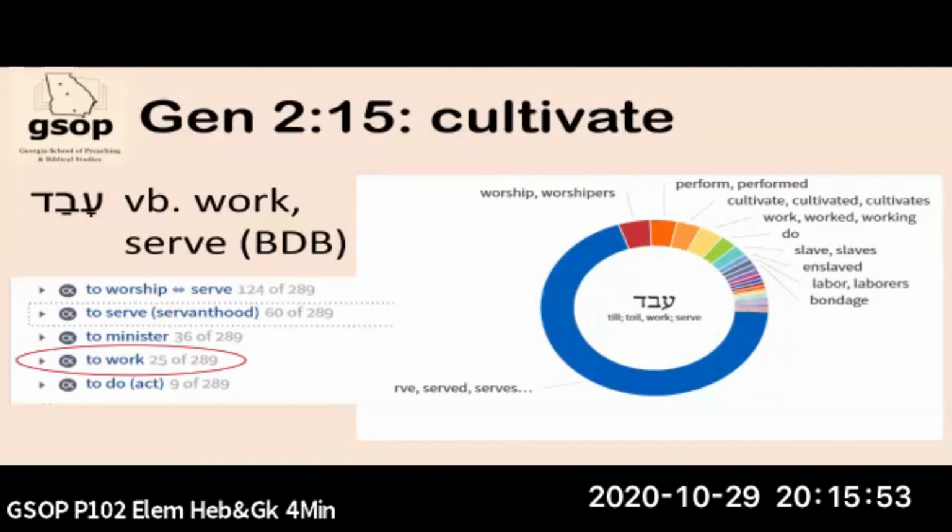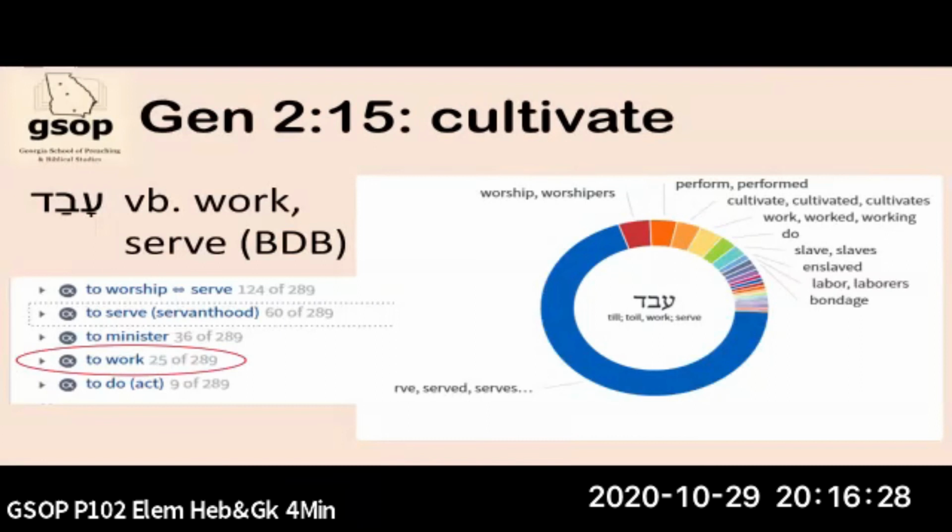And we see it's often translated, I got it covered here, I didn't realize I had it covered, but it's the big blue in the graph over there, to serve or served or serves. It's how it's normally translated, but it means to till, to toil, to work, or to serve. And it can mean to worship, or to perform, or to cultivate. But on the right, Brown, Driver, and Briggs define it as to work or to serve. Now, work in some contexts is not the same as serving. Serving in some contexts is not the same as working.